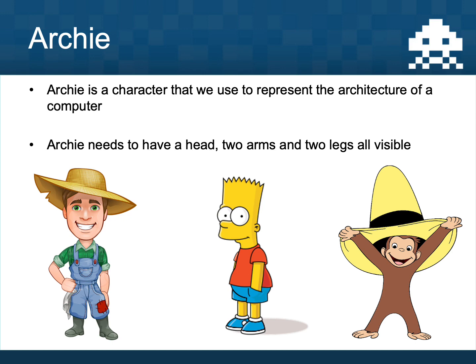Now, in Key Stage 3, we use a character called Archie to represent the computer architecture, and we're going to be using an Archie character today. Your Archie character needs to have a head, 2 arms, and 2 legs, all of which are visible. So the character on the left and the character on the right would absolutely work. Bart Simpson in the middle wouldn't really work because his right arm is not really visible. So you've got 2 options here in a moment. I want you to go and either find a character like that on the computer and copy and paste it into an A4 page, or draw one into an A4 page in your book.